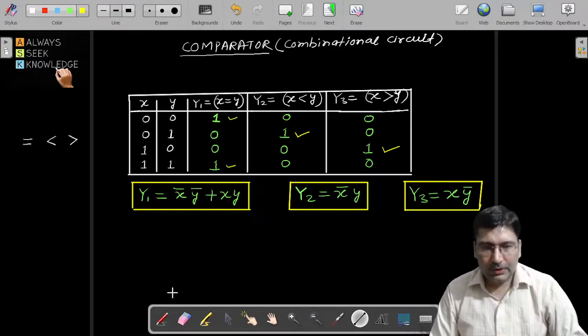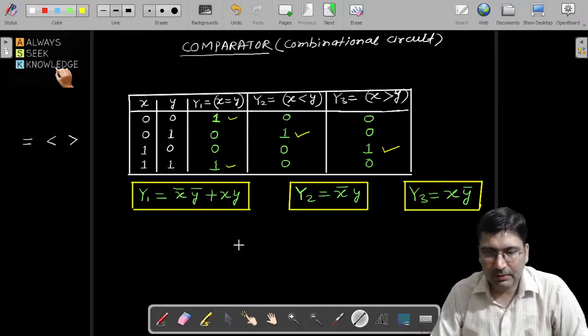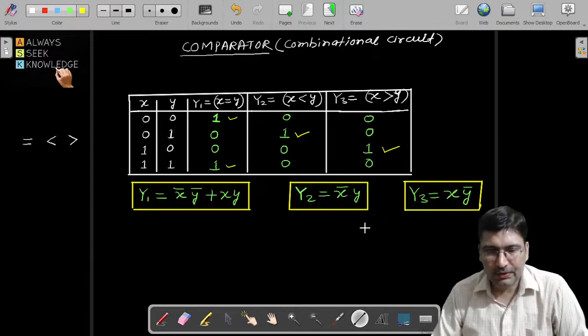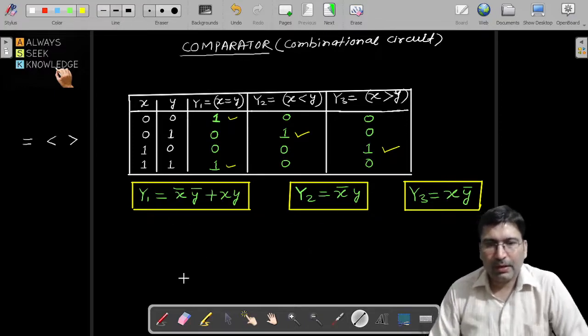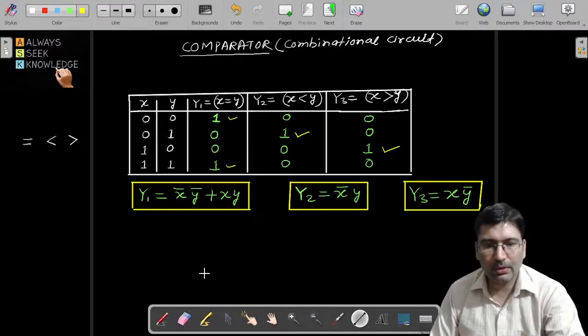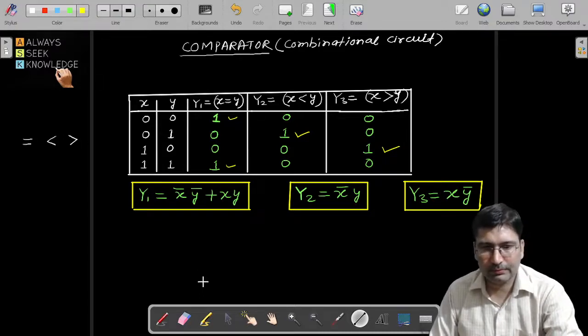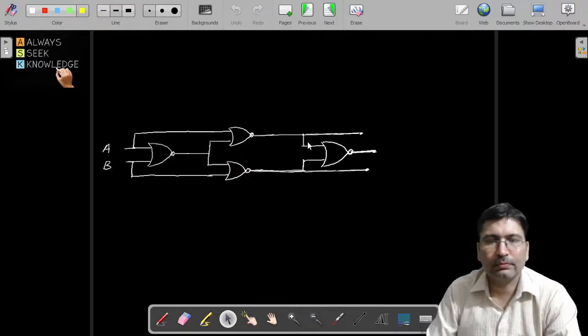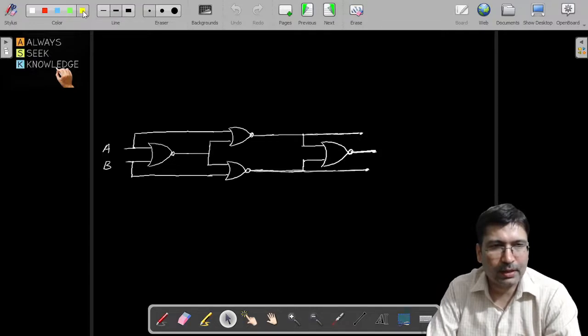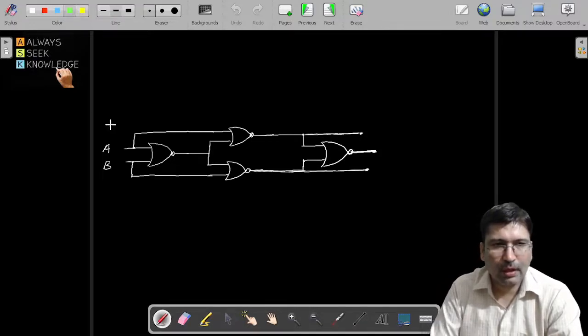Now if you want to draw the circuit for this particular thing by using, let's say, NOR gate or NAND gate, we can do it. It is not very difficult to draw this thing. But a common circuit, if we want to draw, we can draw something like this. So a circuit we can draw like this. Let's try to understand how it is working like a comparator.